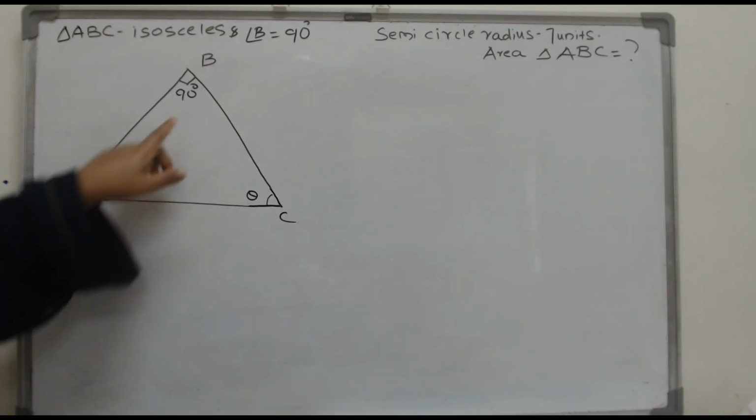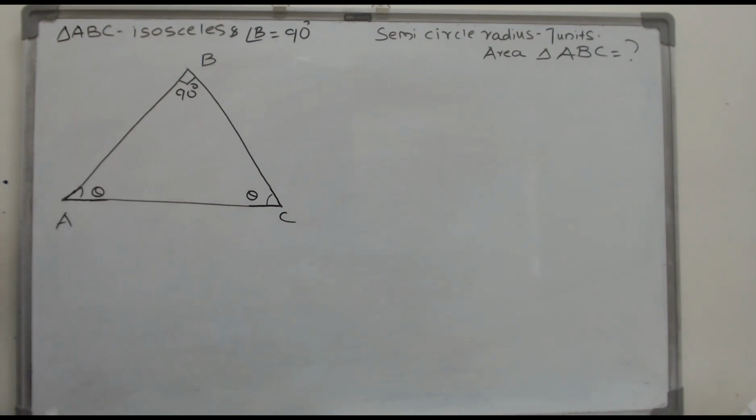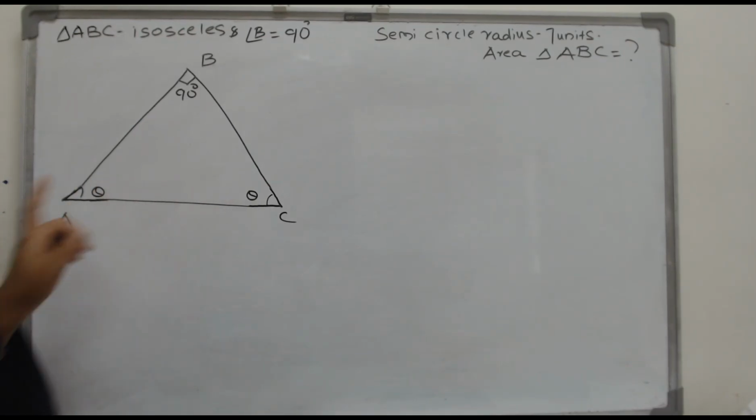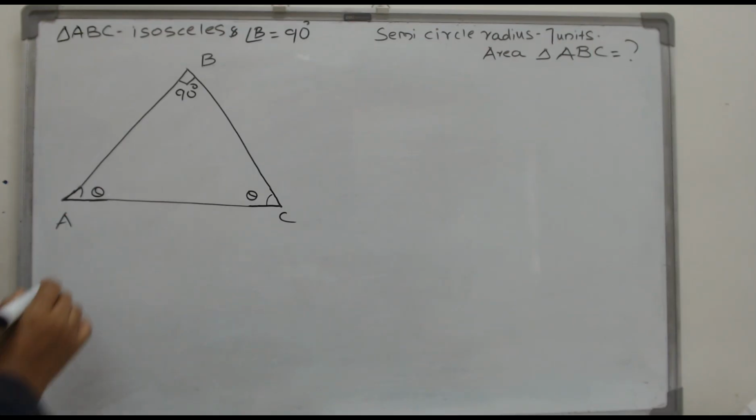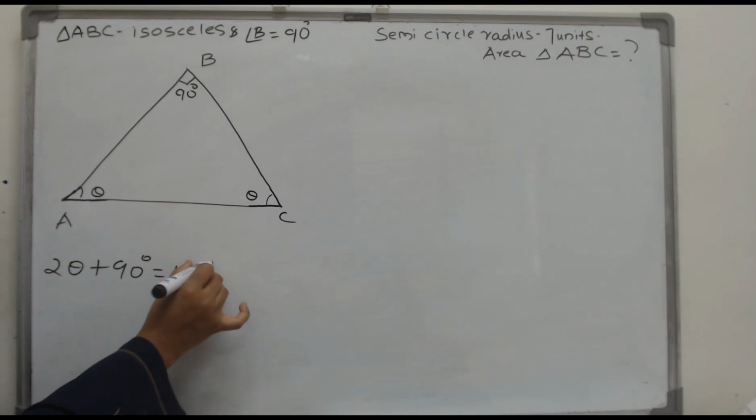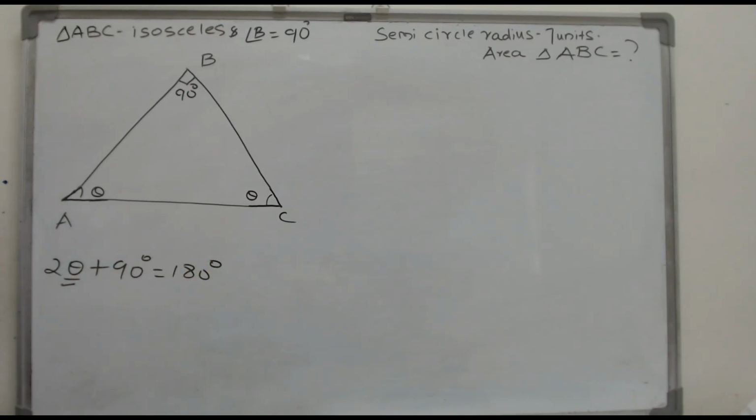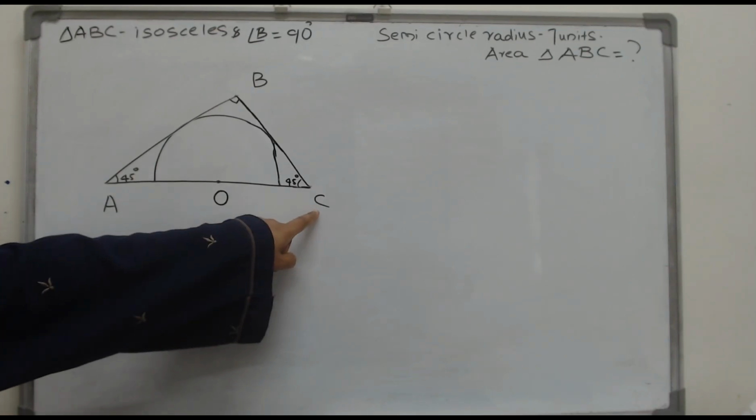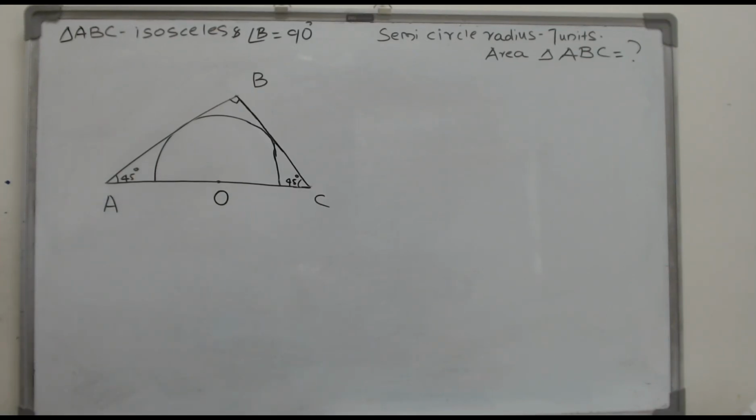theta. Why is that? We cannot have two 90 degrees. A figure with two 90 degrees is going to look like this. So these two angles are going to be equal. Then what will their measure be? You will have 2 theta plus 90 is 180 degrees, which means each of this theta is going to be 45 degrees. So angle A and angle C are both 45 degrees.